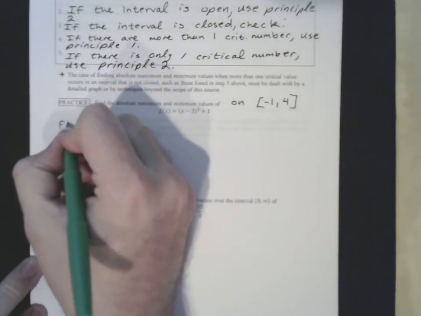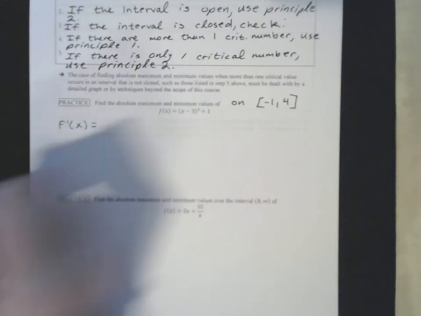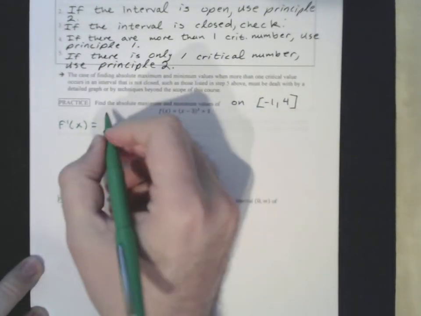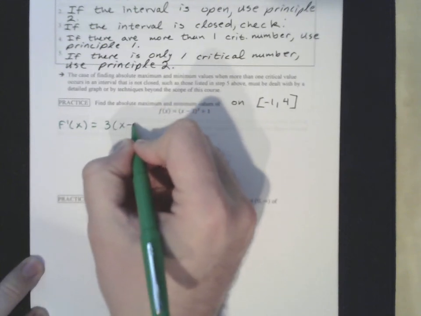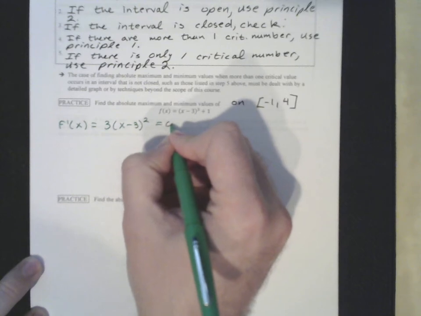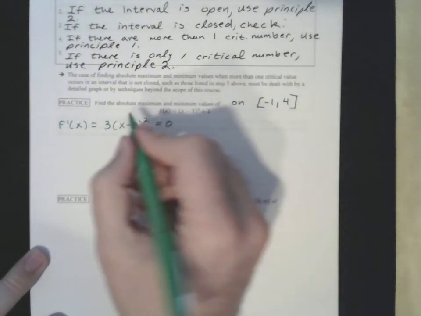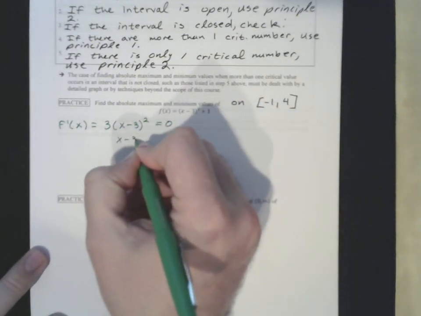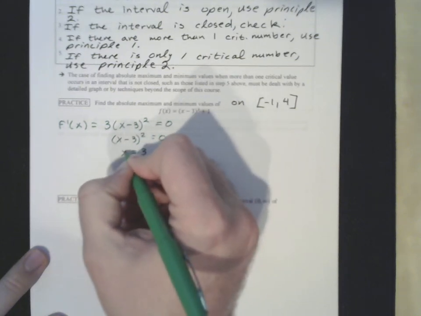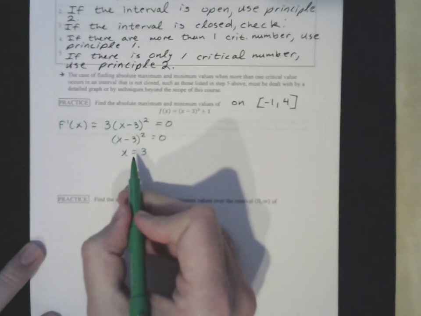So first step, always the same. F prime of x. This is going to be a chain rule. So this is 3 times (x minus 3) quantity squared plus 0. Set this equal to 0. And this is going to give us (x minus 3) squared equals 0, or x equals 3. So we have one critical value.